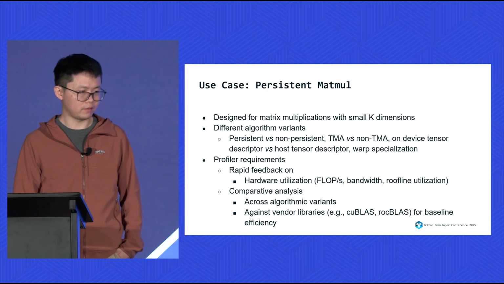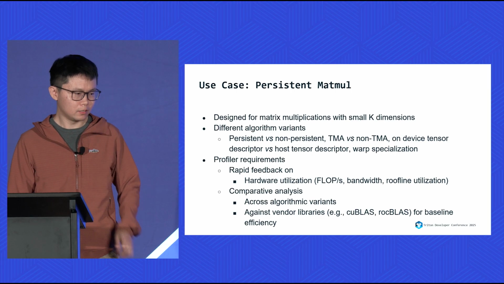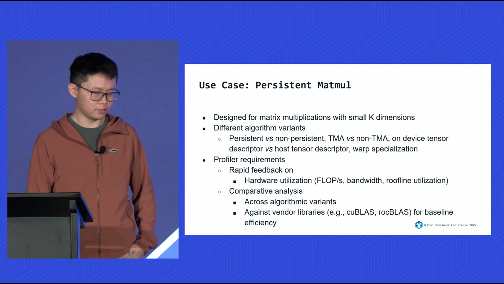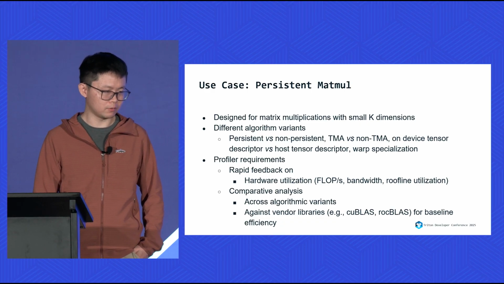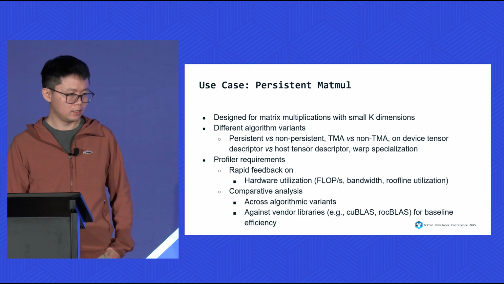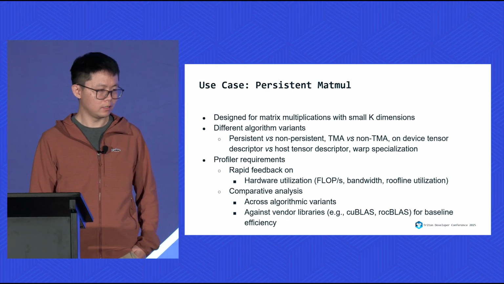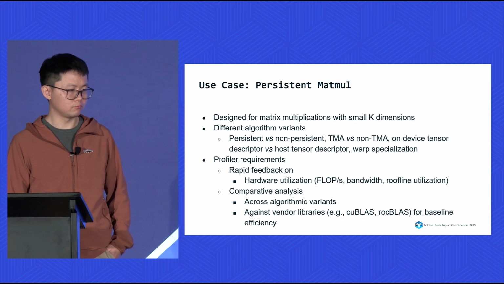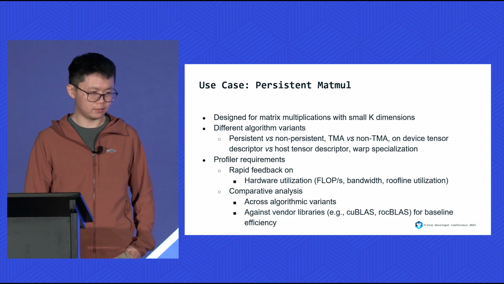This complex choice of algorithm variants imposes challenges on the profiler and requires it to provide features such as rapid feedback on the hardware utilization, like the peak flops utilization compared to the hardware limitation, as well as the memory bandwidth or the roofline utilization rate. In addition, we want to compare the performance of different algorithm variants, and we want to compare our own implementation with hardware-vendor libraries such as cuBLAS and rocBLAS to use them as baselines.